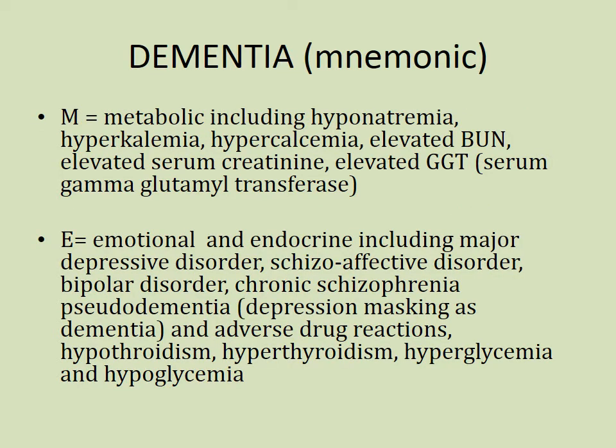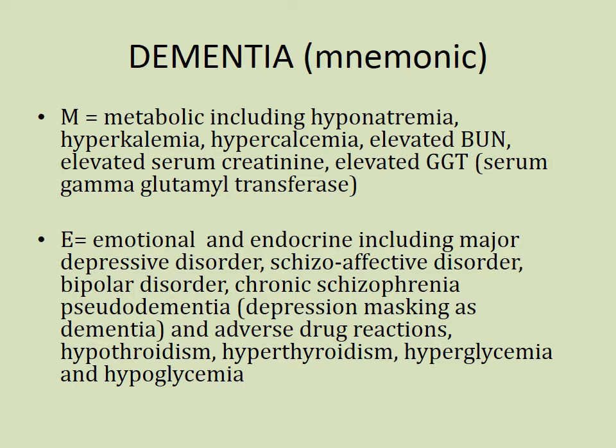M is metabolic. Especially with polypharmacy, you can get into a lot of issues, but you want to think about hyponatremia, hyperkalemia, hypercalcemia. All of those kinds of things can make a difference. With elderly, we've always talked about with medication, start low and go slow.